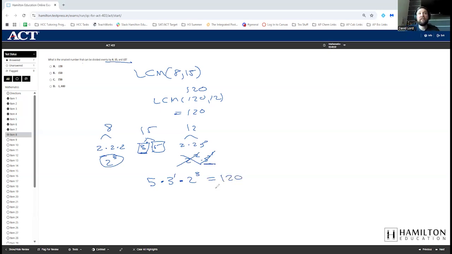Alternatively, you can take each of these answer choices and look for the smallest number that is divisible by all 3 of these. And so you can start with the smallest, you can start with the biggest. If you can do anything off the top of your head, that's definitely pretty powerful.